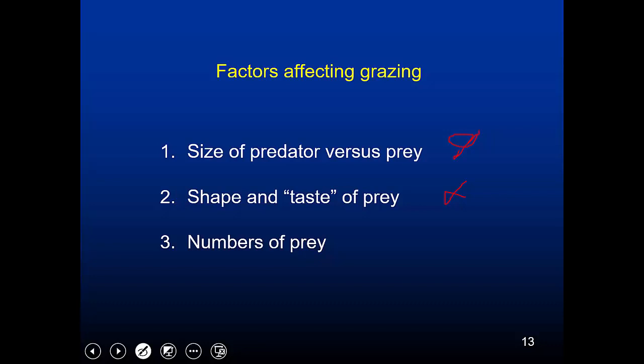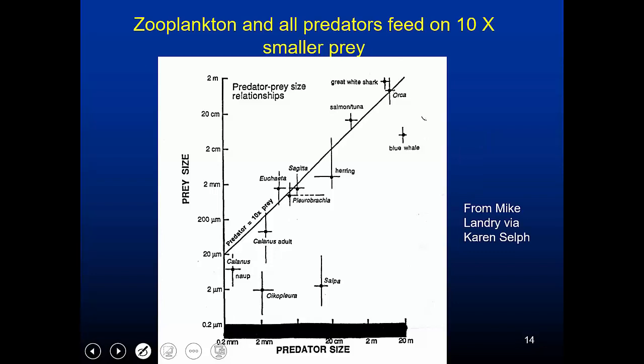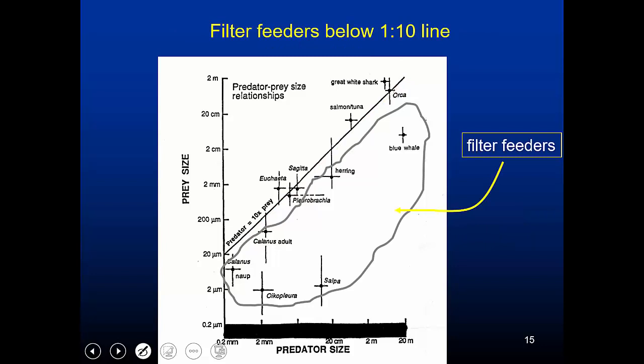So size. You've seen this graph before, but basically big zooplankton eat big prey, and likewise, small zooplankton eat small prey. The very rough rule here is 10 to 1. That is, the predators are about tenfold bigger than the prey. Now, what's interesting here, though, is that the filter feeders, as I've kind of implied before, fall off the line. That is, they're eating much smaller prey than what you would expect from the 10 to 1 rule.